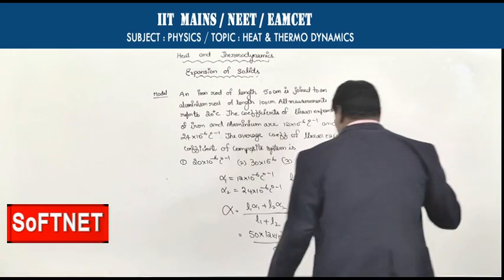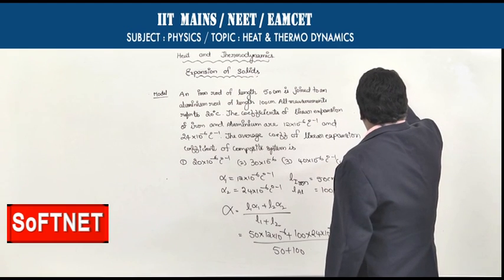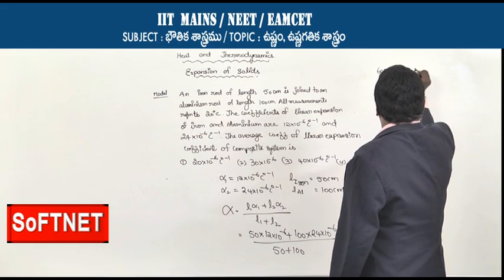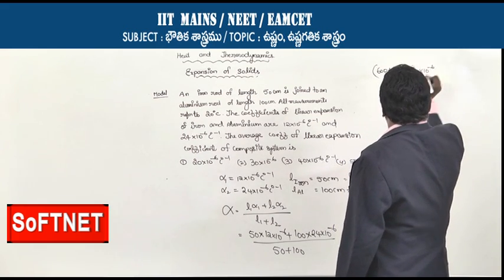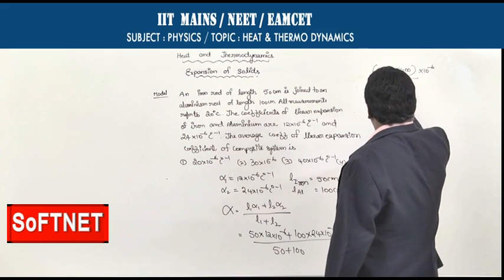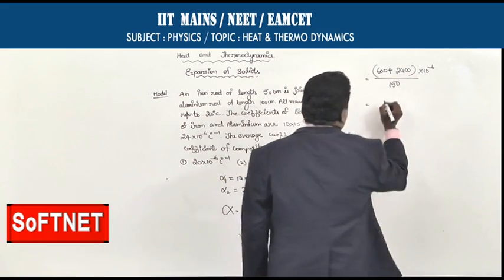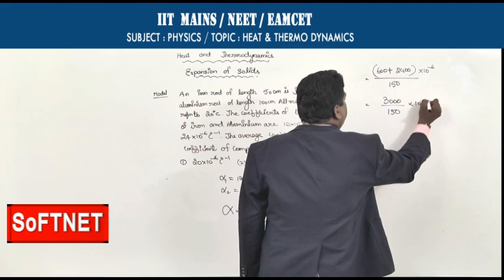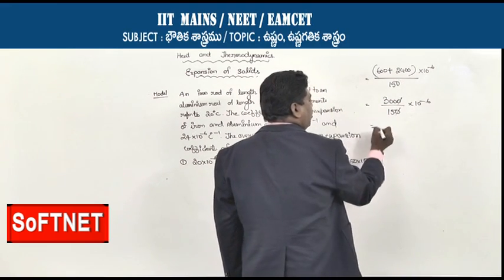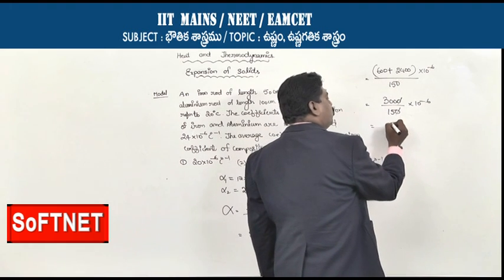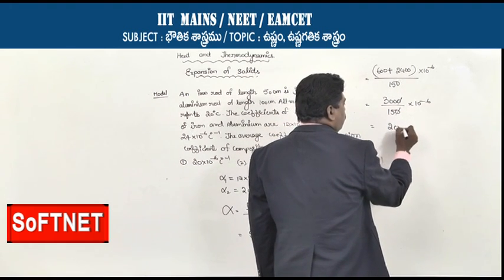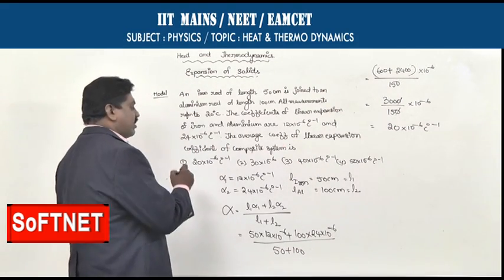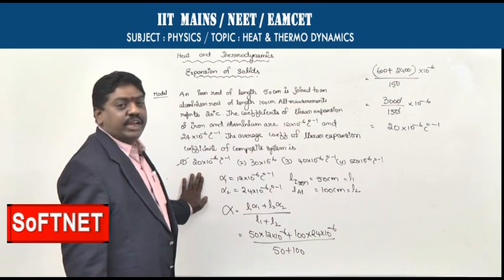From which what we can get is 600 plus 2400, into 10 to the power of minus 6, divided by 150, which gives 3000 divided by 150 into 10 to the power of minus 6. So the zeros get cancelled off here, and 15 twos are 30, so we get 20 into 10 to the power of minus 6 per degree Celsius. So we have the result as the first option, which is 20 into 10 to the power of minus 6 per degree Celsius.